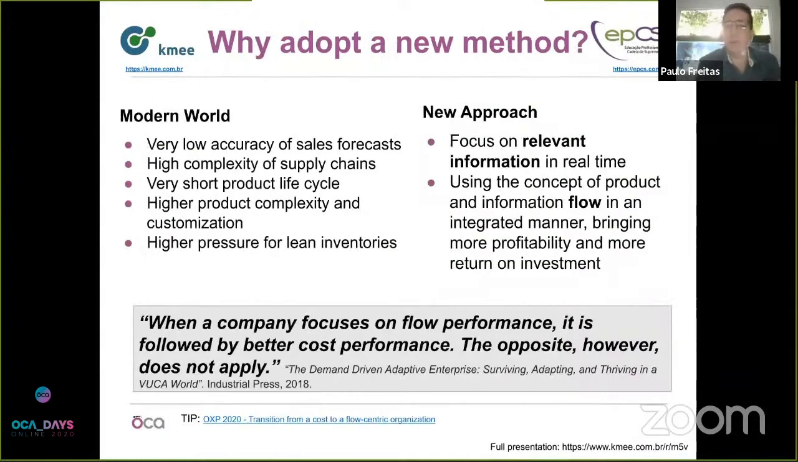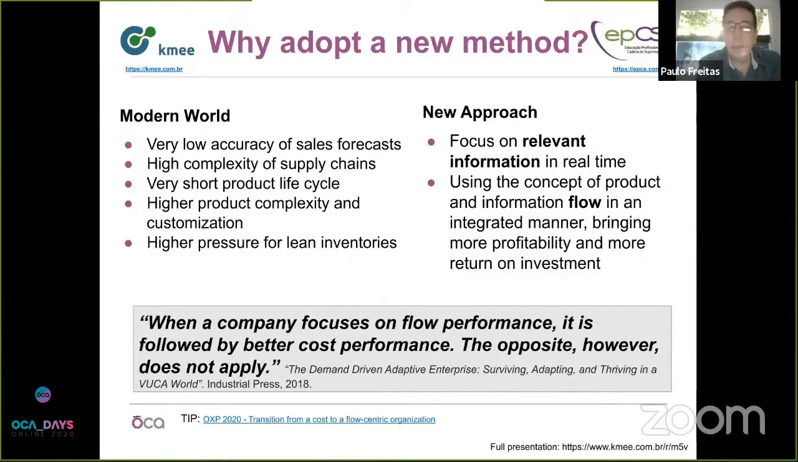So after showing you that people are getting good results, let me give you a brief 10-minute explanation of the concept. Why are we going to have to adopt a new methodology? Well, we live in a modern world where most of the tools that we use have actually been designed for a different world. Today things are moving fast. For example, we've got lower and lower accuracy of sales forecasts, and the future trend shows that we're going to have to trust the sales forecasts less and less.